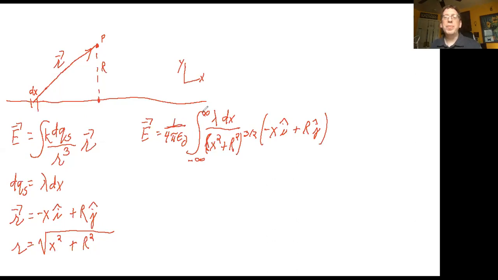So how would you do that? You can look this up on an integration table if you need to, but the easiest way to think about this is to define an angle theta so that x is equal to capital R times the tangent of theta. So you have x, which is the coordinate down here, and it's equal to capital R times the tangent of theta. Again, opposite over adjacent.